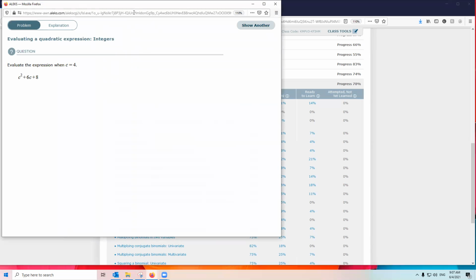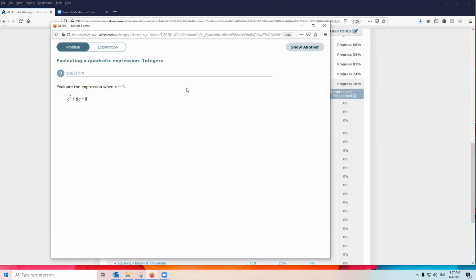It says evaluating a quadratic expression. Now, when they say quadratic expression, what that means is the expression has a squared term in it. So the expression has, let's say, an x squared in it. In this example, they're using the letter c, so the expression has a c squared in it. That's what they mean when they say quadratic. Well, here's the question. Evaluate this expression when c equals 4.